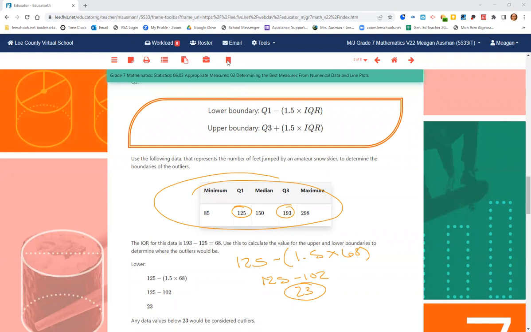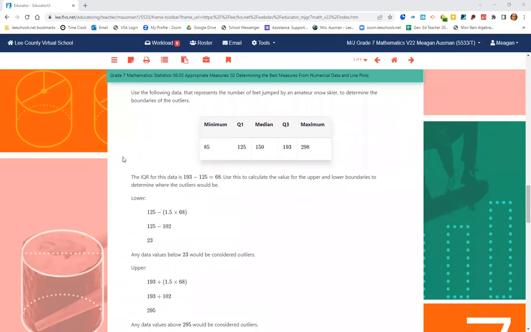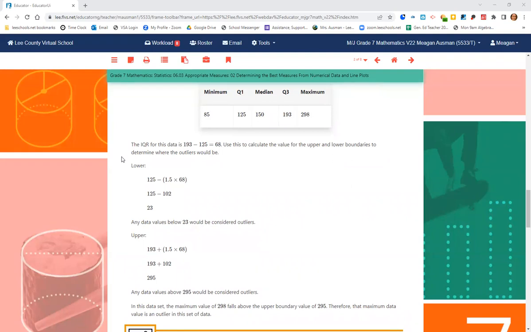They didn't give us the other data, so we don't really know. But any number below 23 would be considered an outlier. Now, as far as an outlier for the upper part of the data, we take that Q3 plus 1.5 times the IQR, which is Q3 minus Q1. When we solve that, we get 295. So any number greater than 295 would be considered an outlier. In this data set, the maximum value is 298. So that means the maximum number is an outlier.